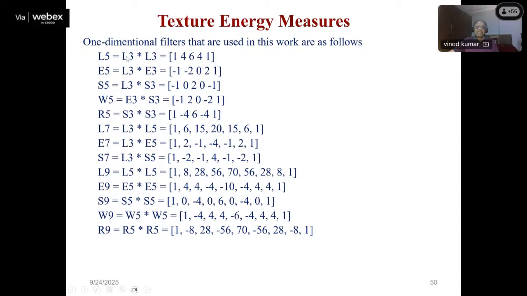That is L5, L3 convolved with L3. These are the 5 point. This is L3 with E3, that means average and edge detection. Similarly, we have S5, W5, R5, L7, 7-point filters, and 9-point filters. All these filters we used for calculating the features.